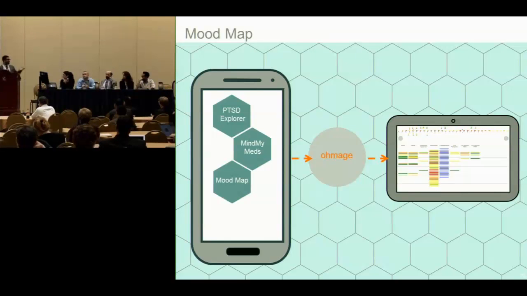And so I want to jump next to Margaret Morris from Intel Labs, and maybe you could talk a little bit about yourself and about Mood Map and how that was integrated into the Open mHealth community.